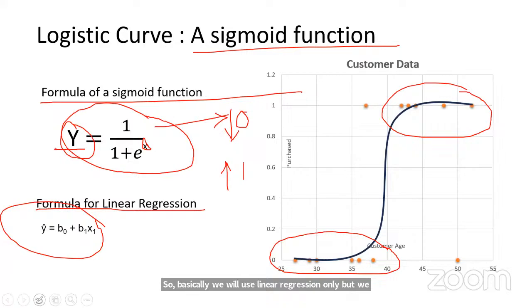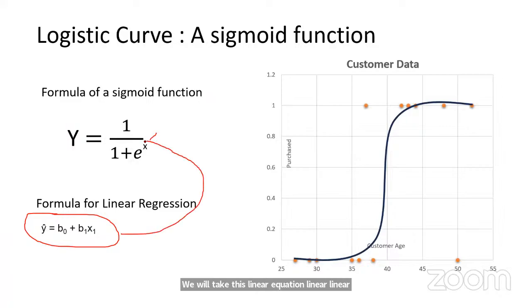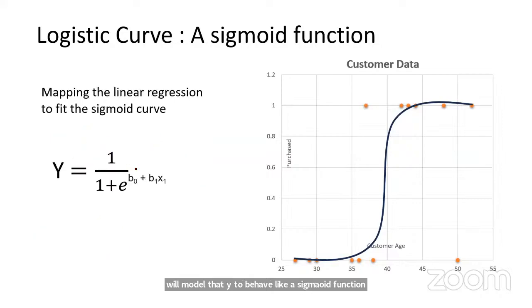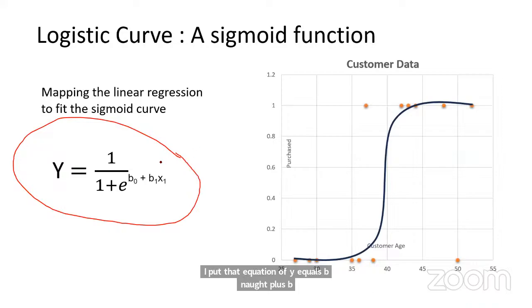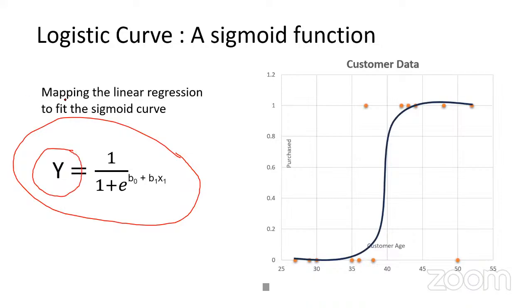So what we will do is take this linear regression equation, and in the place of x, we will put it here. Basically, we will predict y, and then we will model that y to behave like a sigmoid function. So I put that equation of y equals b0 plus b1x1 into this equation, and now the linear regression equation fits to behave like a sigmoid function, which is y. So I map the linear regression to fit the sigmoid curve.